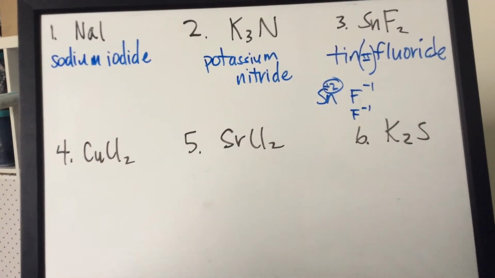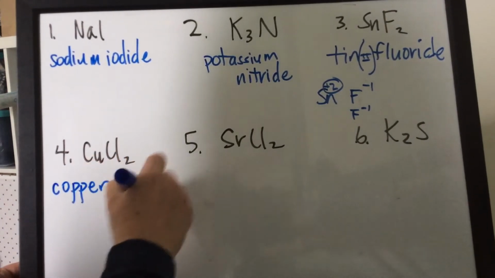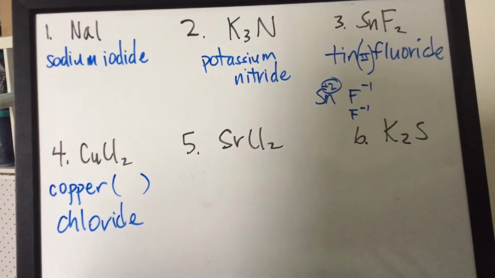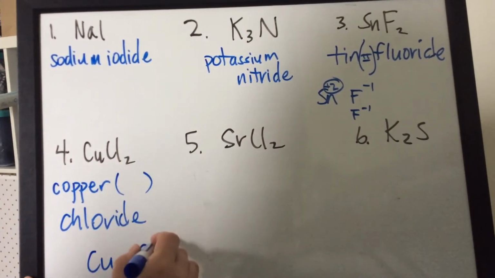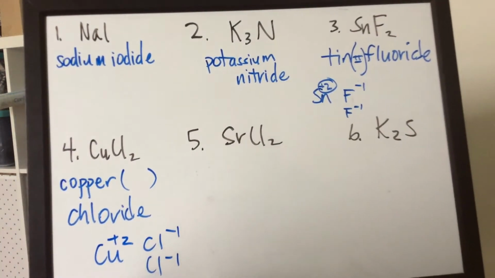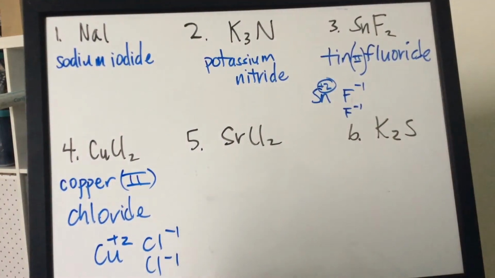Number 4, this is copper. Copper is a transition metal, so I know I'm going to need this. Chloride, again, with my picture, I have 1 copper and 2 chlorines. Chlorine is -1, -1. Copper's got to be a +2. Oops, sorry. So this is copper 2 chloride.